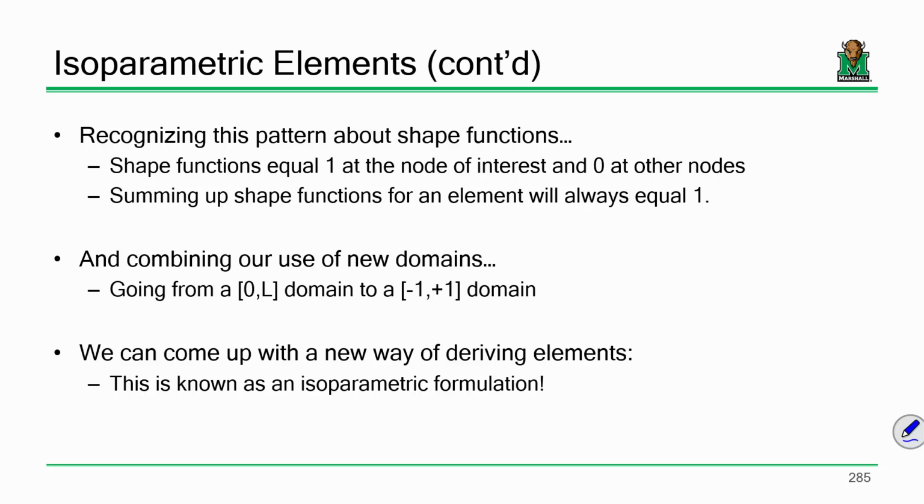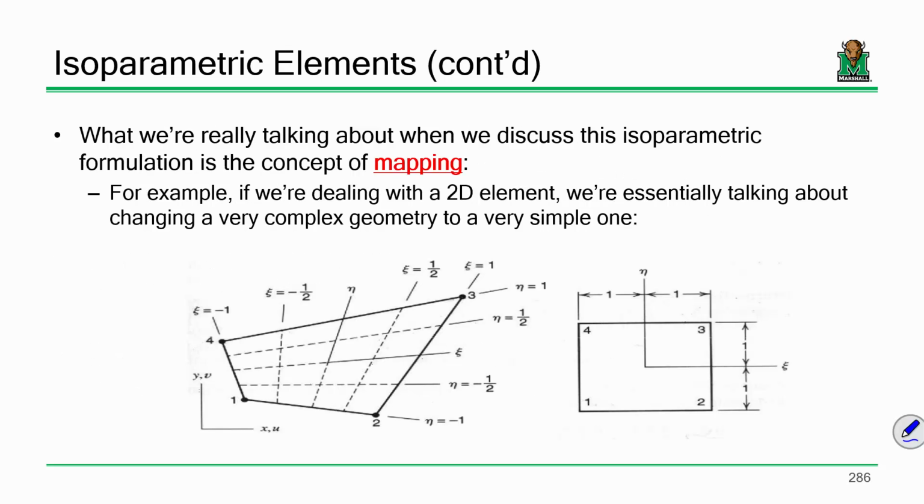So if we recognize this pattern with shape functions and going from a -1 to +1 domain, we go into the world of isoparametric. So the idea behind what we're doing today, and this example we're going to do, is we're going to try and map an element to the following coordinate system. That's actually going to make our lives a lot easier from a derivation perspective.